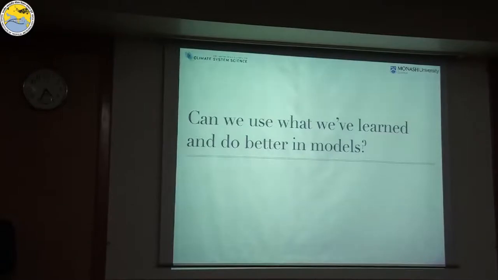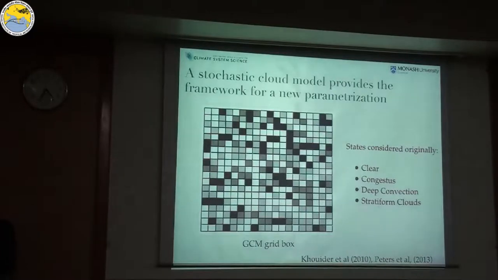All right, now can we use all of that? Given what we know models can't do very well, given the things that we are unhappy with at the process level, and given the observations have told us lots of new things, can we use this to at least start thinking about a new way of dealing with convection? And here's how we do it.